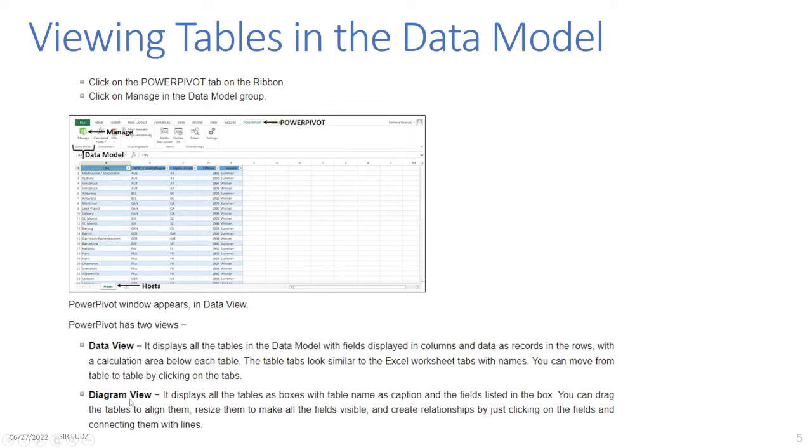We also have Diagram View. It displays all the tables as boxes with the table name as caption and the fields listed in the box. You can drag the tables to align them, resize them to make all the fields visible, and create relationships by just clicking on the fields and connecting them with lines.